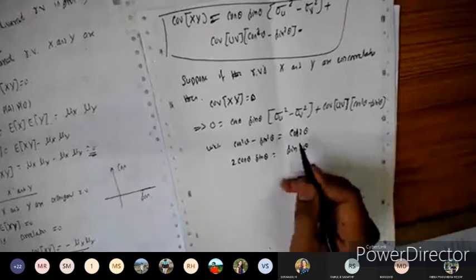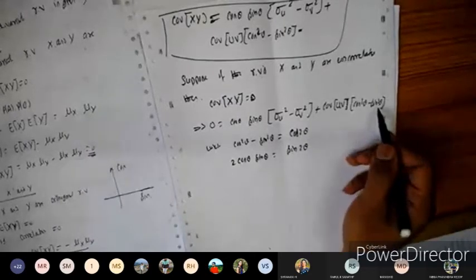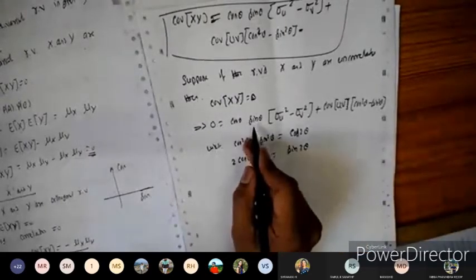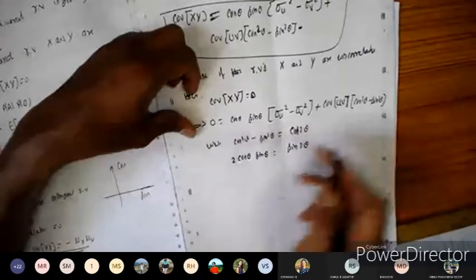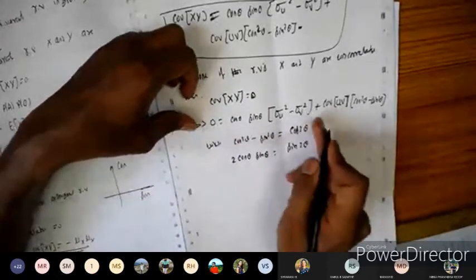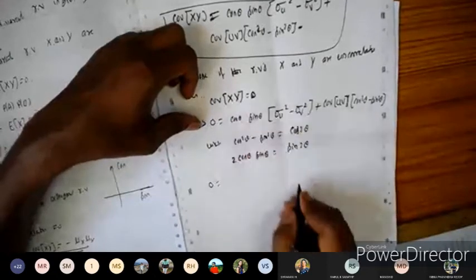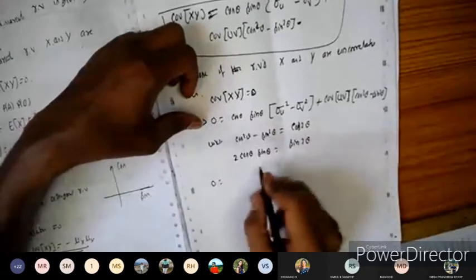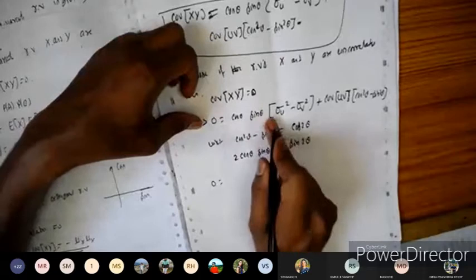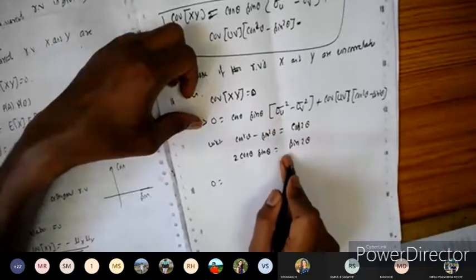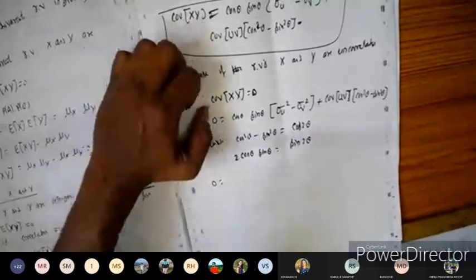So I'm going to substitute cos 2 theta in place of the first term and sin 2 theta in place of the second. If we substitute, 0 is equal to, since the 2 is not there, I can write sin 2 theta divided by 2 here.